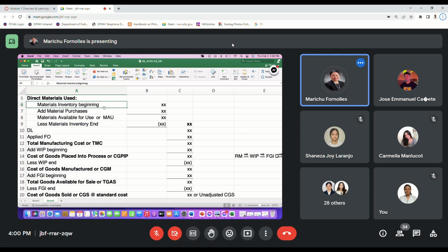Okay, next. July 6, issued 150 yards. So under quantity issued, you write 150. Under unit cost issued, you write 40. So how much is the total cost issued on July 6? 150 times 40. 6,000. Okay, 6,000 pesos. Now we go to the balance column.